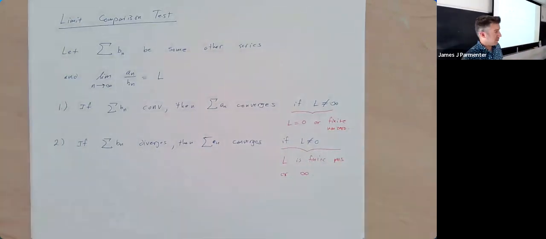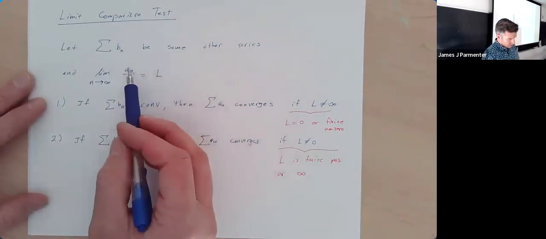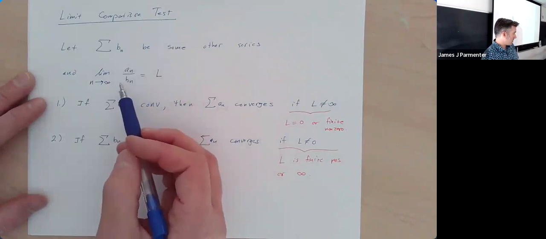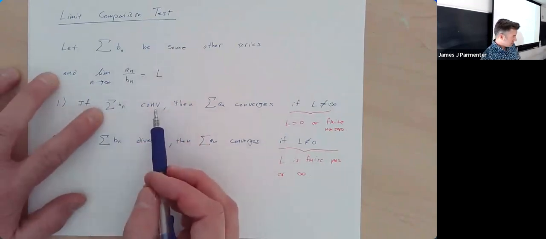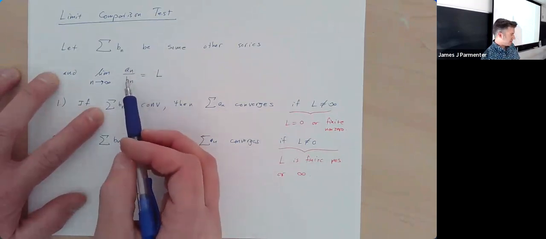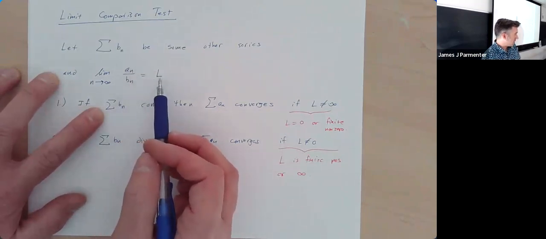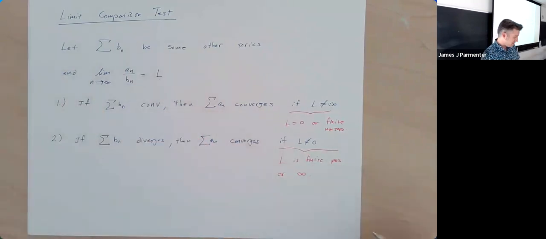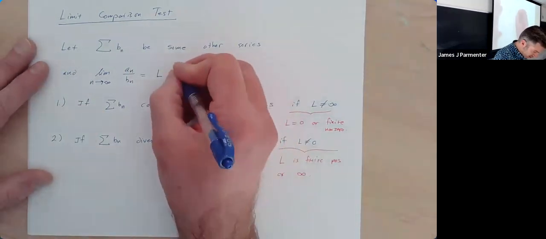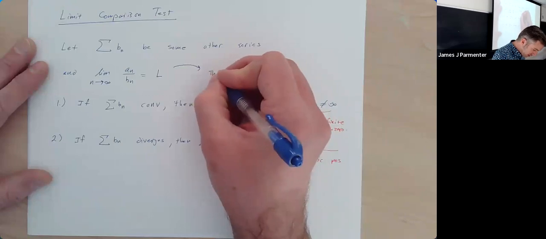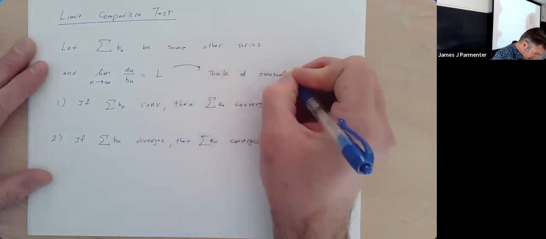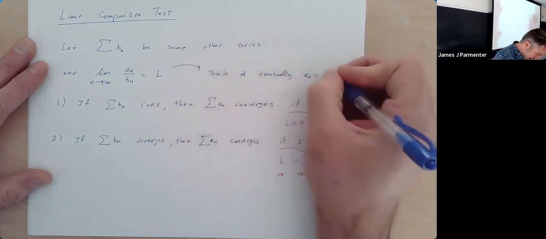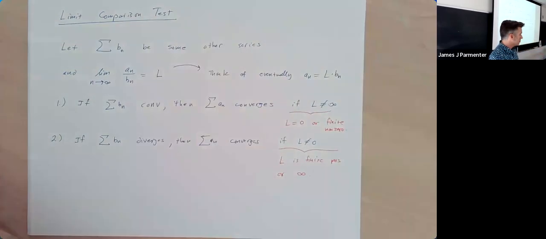Here's the way I think about this. What we're really saying is that we're talking about how a sub n and b sub n compare to each other. So if the sum of b sub n is convergent, then as long as a sub n over b sub n goes to some finite number or 0, you're saying a sub n is just a multiple of b sub n. In fact, this is what I really want to write. We're going to think of it as essentially saying eventually a sub n looks like L times b sub n.